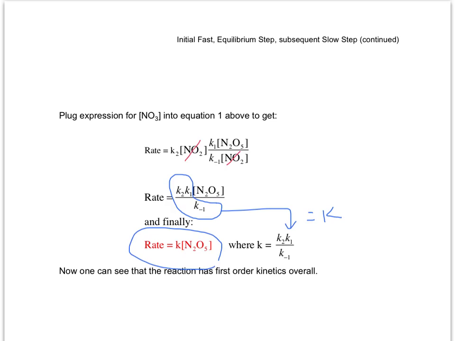And just to summarize, we use the same bottleneck principle in both examples. Rate of the reaction equals rate of the slow step. In example 2, we had a little problem because the rate of the slow step was in terms of the NO3 intermediate. And then we used the equilibrium step and the fact that the rate of the forward reaction equals the rate of the reverse reaction to solve for NO3. Plug in, simplify, and get the answer.